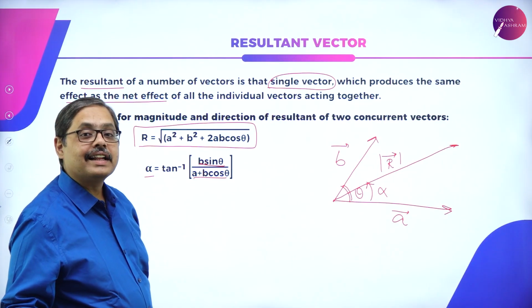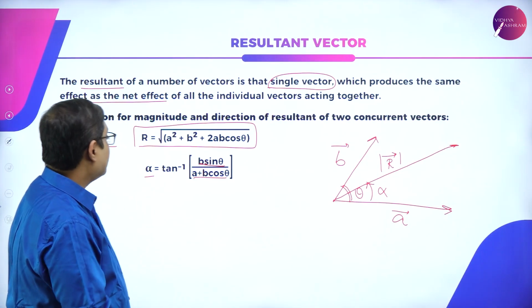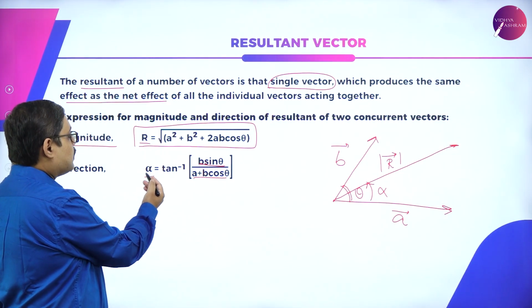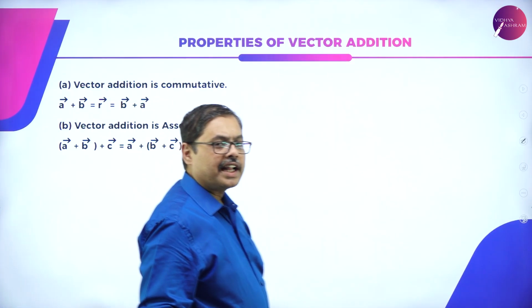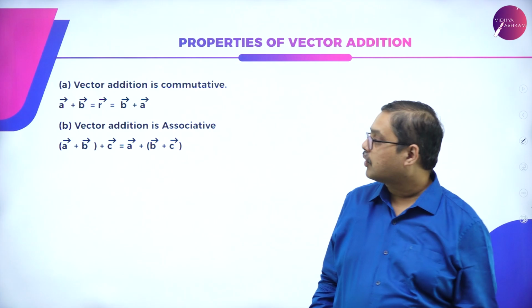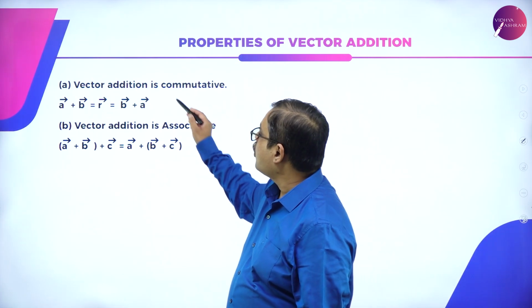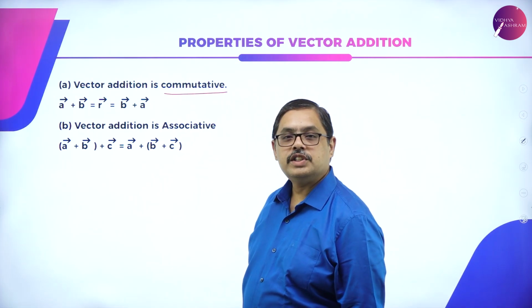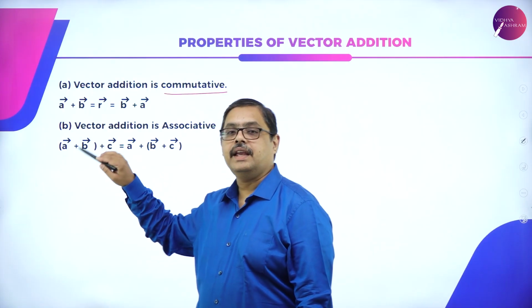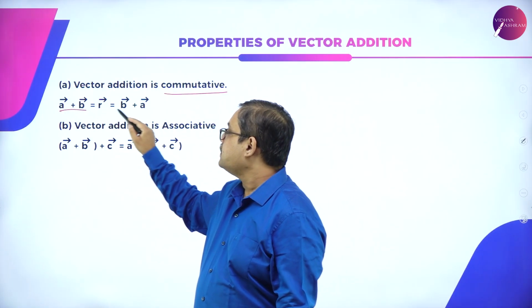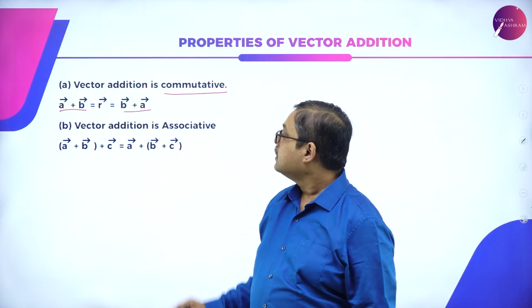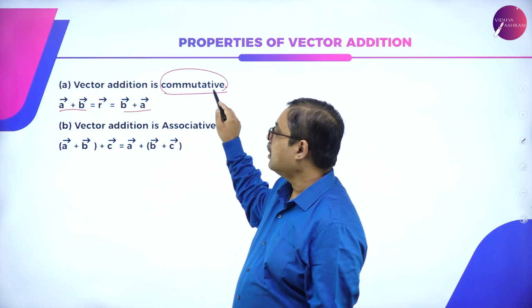So I can find the resultant of any two vectors, both in magnitude as well as direction, with the help of these two equations. Now, what are the properties of addition? Vector addition follows a commutative law, which means I can add A and B, any one of them can be first, the other can be second. A plus B is equal to B plus A. This is called the commutative law.